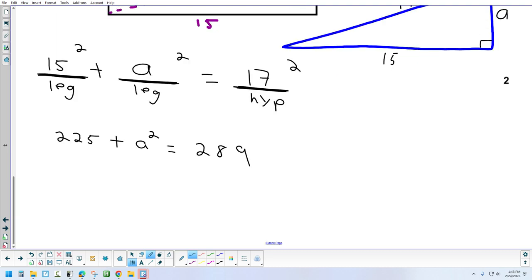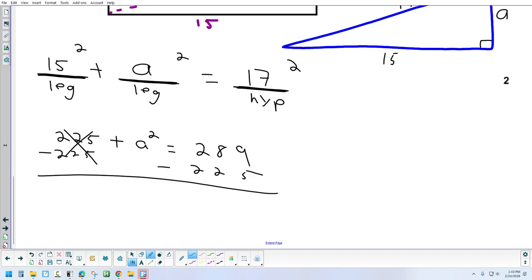Miriam, what would be my next step to start to get A by itself? Yep. So minus 225. And Caleb, what does that leave me with on the left side? A squared? Yep, A squared. And then on the right side, 9 minus 5 gives me 4. 8 minus 2, 6. And 2 minus 2, 0. It's gone. So we get A squared equals 64.